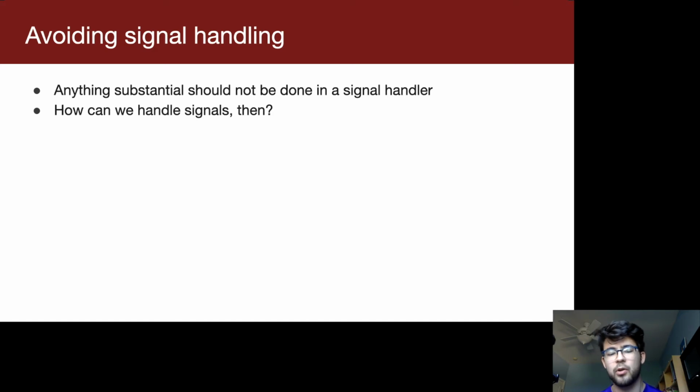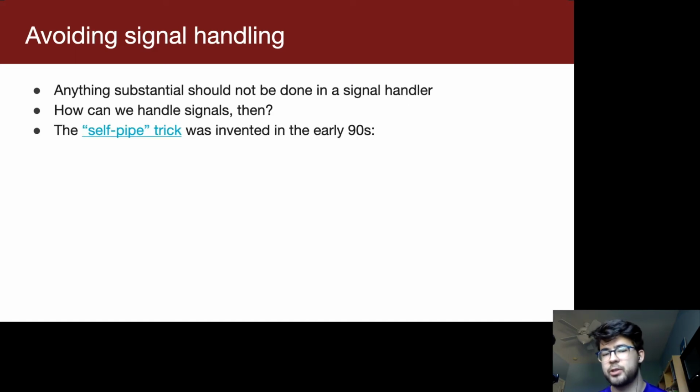There's an even more clever trick that somebody invented in the early 90s called the self-pipe trick. This is a really ridiculous hack, but it works, and it's used almost everywhere now. What you do is you create a pipe. Normally, pipes are used for inter-process communication. But in our case, we're just going to use it for communication within our own process.